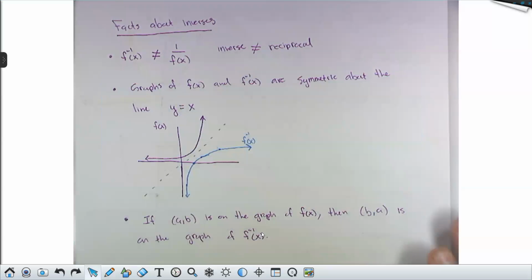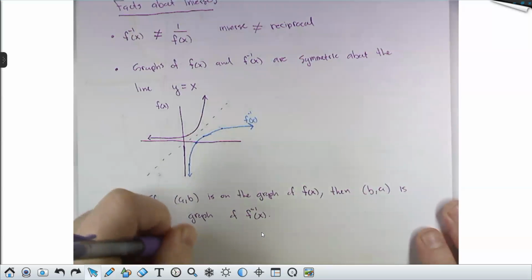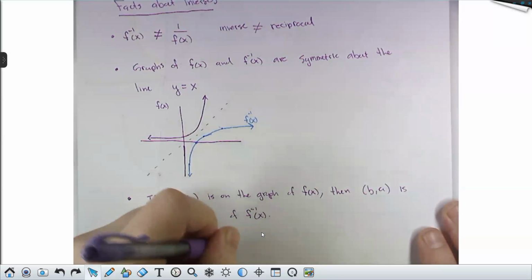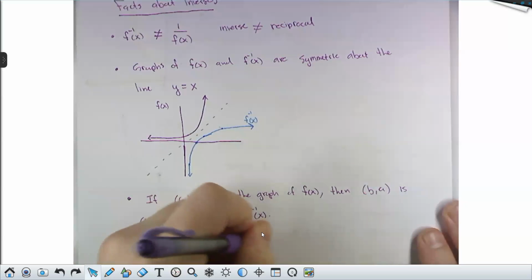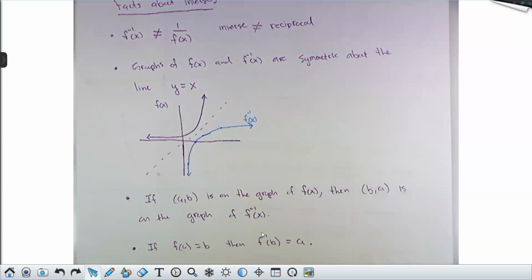And there's a third way to think about it. I mentioned it earlier. If f of a is equal to b, then f inverse of b is equal to a. In other words, inputs for f are outputs for f inverse, and outputs for f are inputs for f inverse.